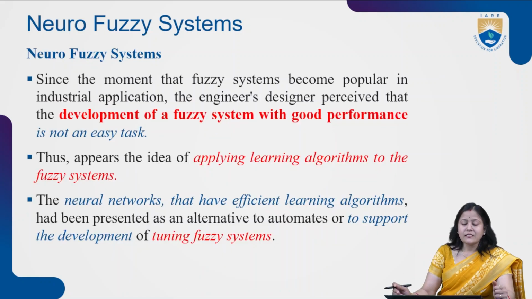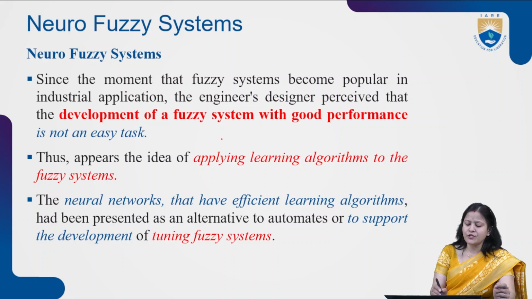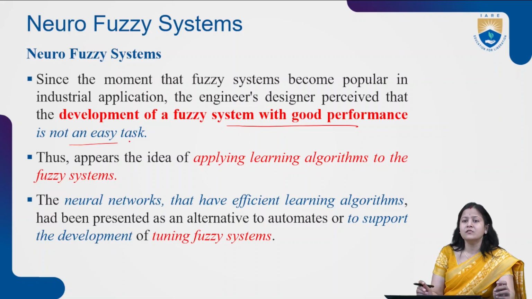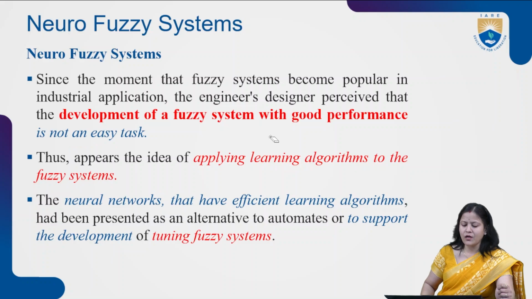Now let us discuss the Neuro-Fuzzy system. As I have given a clear idea about the neural network, and we already know the Fuzzy system, if we combine both together, that is called the Neuro-Fuzzy system. Especially it is used to increase the performance of the Fuzzy system, because developing a Fuzzy system with good performance is not an easy task. That is why neural network algorithms can be applied to Fuzzy logic. A neural network with an efficient learning algorithm has been presented as an alternative to automate or to support the development and tuning of the Fuzzy system, where the performance can be increased.